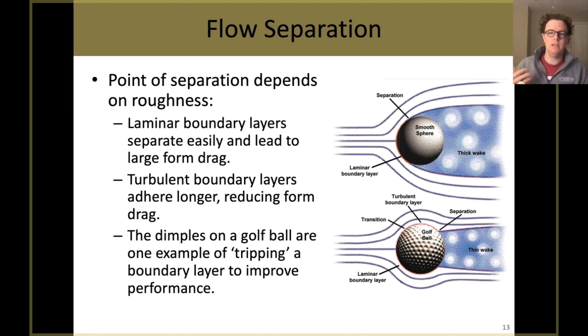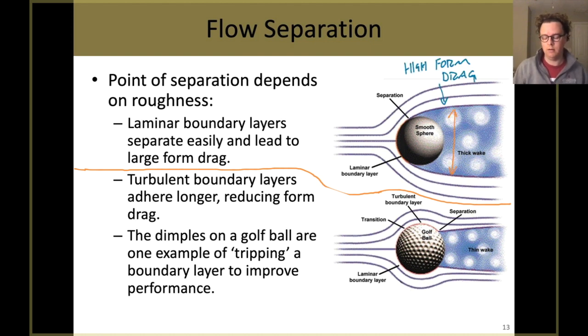So this flow separation associated with form drag is really important to the way that objects move through fluids. Pictured on the right-hand side here is a smooth sphere and, on the bottom half of the slide, a golf ball. The idea that we're trying to communicate here is that in the top image of that smooth sphere, the flow separation happens much, much earlier, toward the front of the sphere, right? And because the flow separation happens way up there, you get a really thick wake behind the ball.